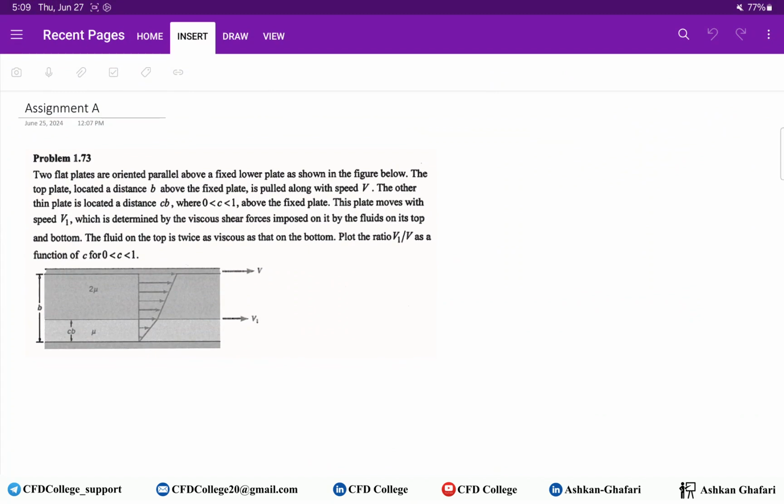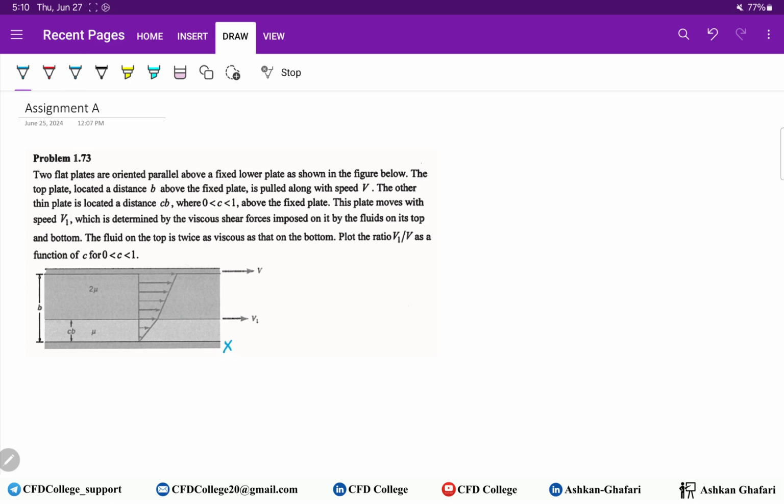So let's have a look at the first problem, problem 1.37 of 6th edition of Munson, I think. In this question we have 3 different plates. The lower plate is fixed, and the other plates are moving with different velocities, v1 and v, and we know that v is greater than v1.